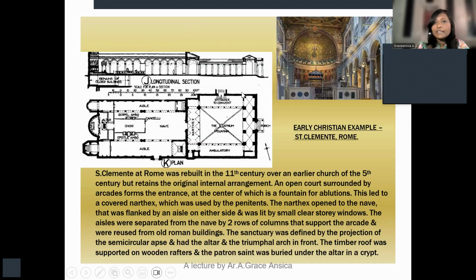Now we see a few examples here. This is from early Christian architecture, Saint Clement, Rome.